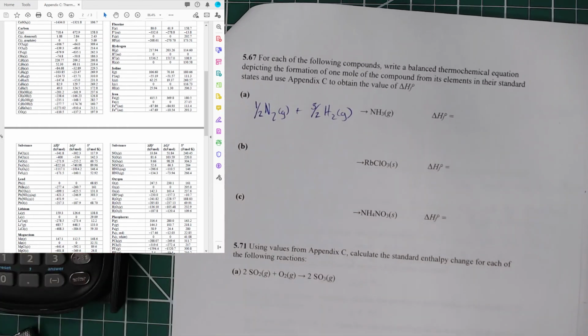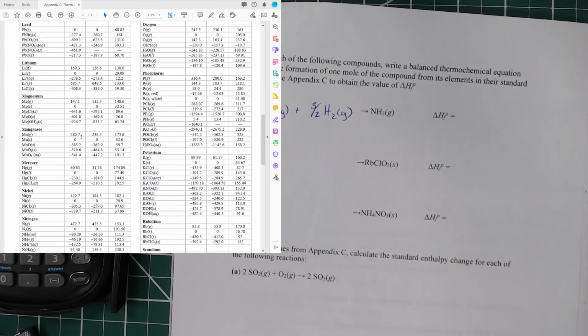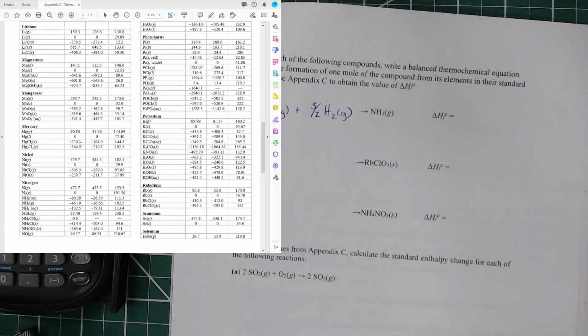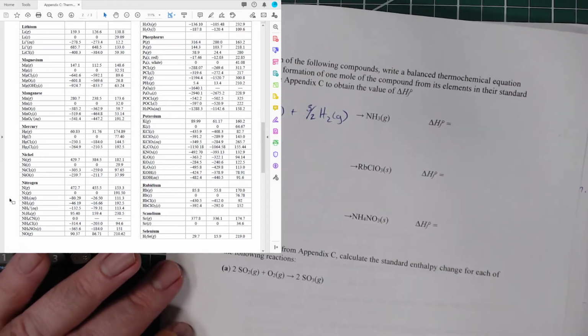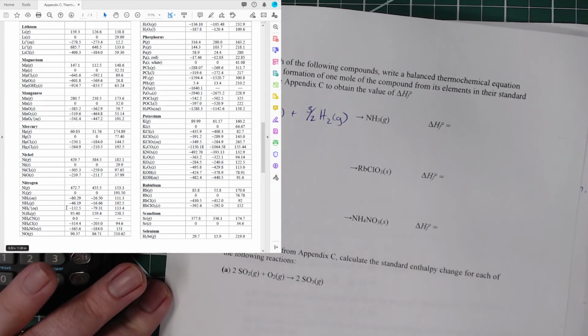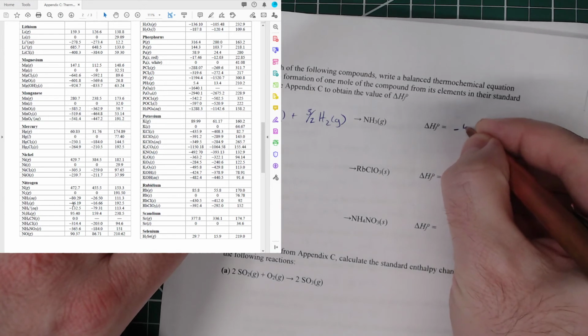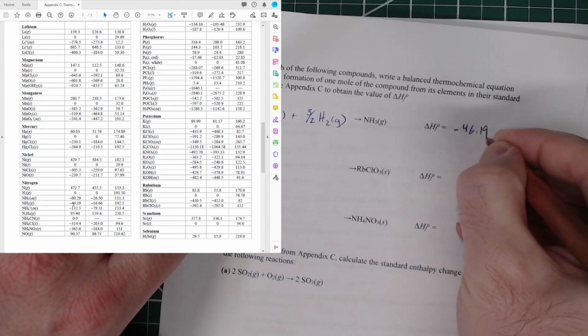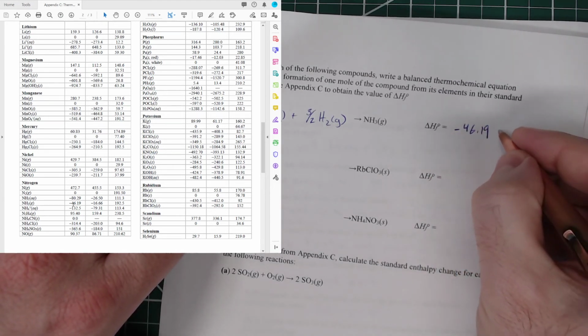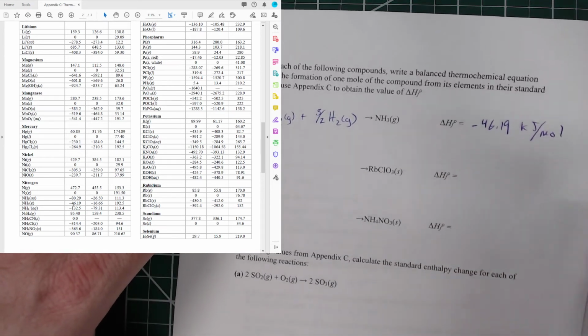Now, I am going to go ahead and make that just a little bit bigger. We're going to scroll down and we'll find nitrogen. And you'll see right here we have NH3 aq, and it has an enthalpy. Oh, we don't want aq, we want gas. It has an enthalpy of formation of negative 46.19. And the units for that are going to be in kilojoules per mole.